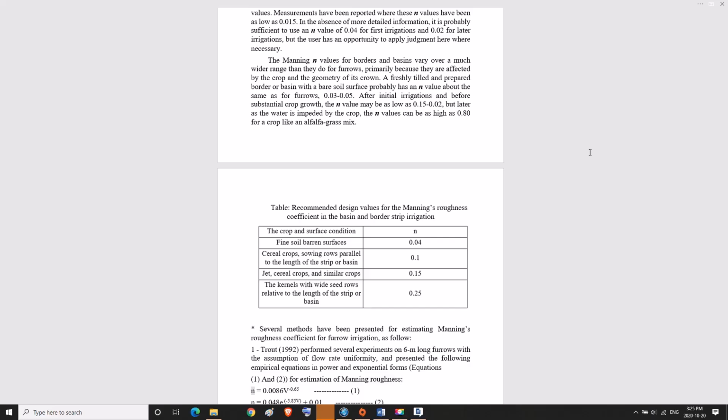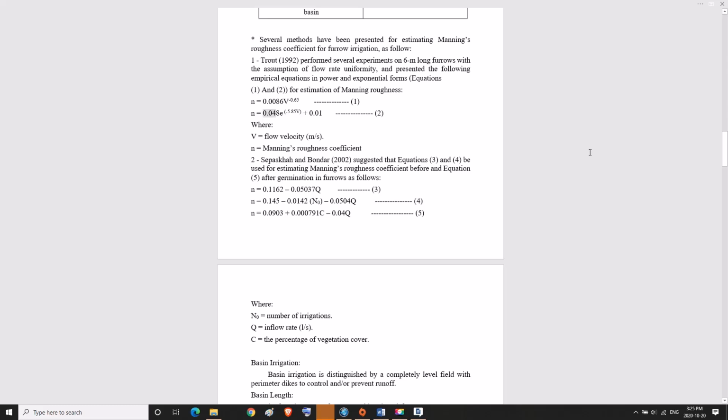n equals 0.0086 v^0.65 (1). n equals 0.048 e^(-5.85 v) plus 0.01 (2). Where v equals flow velocity, m/s, and n equals Manning's roughness coefficient.